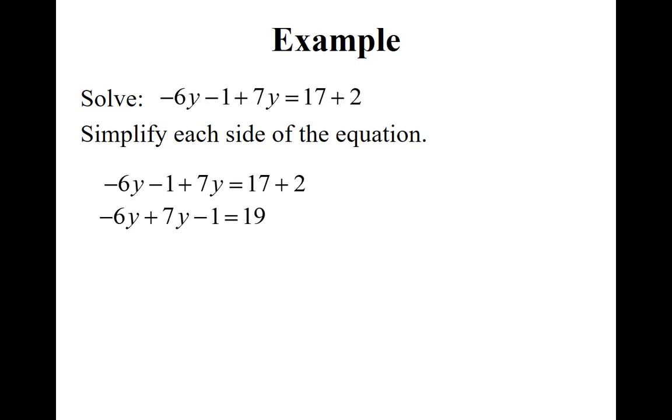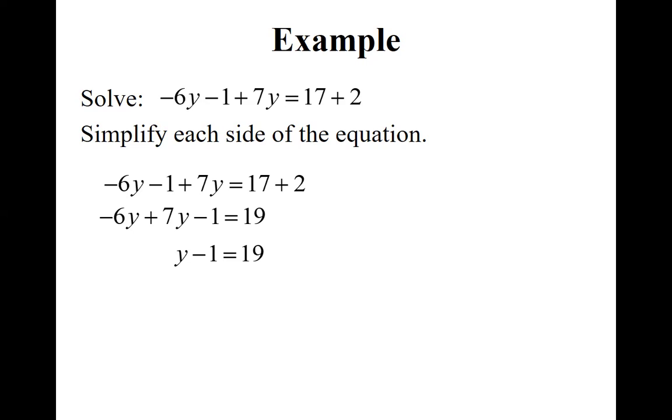Now, -6 plus 7 is +1. That means that -6y plus 7y is +1y. -6 of them plus 7 of them is 1 of them. And 1y is just y. So we have y minus 1 equals 19.